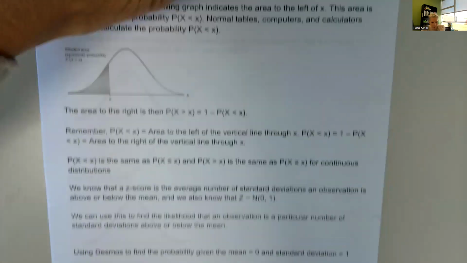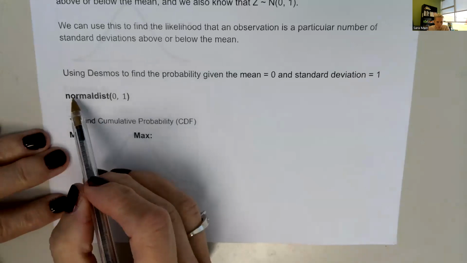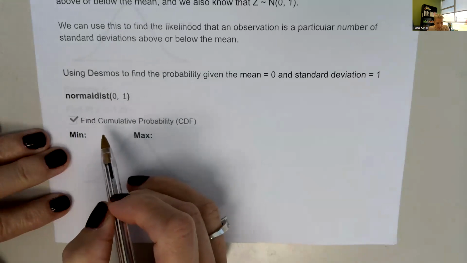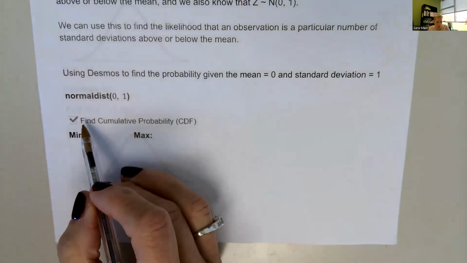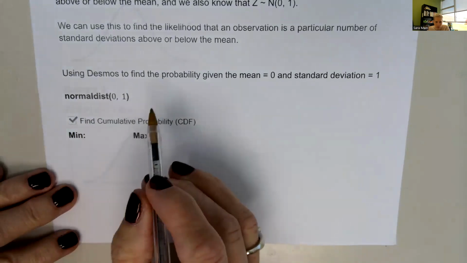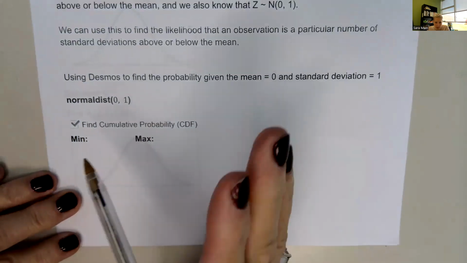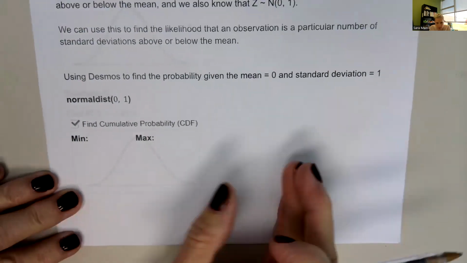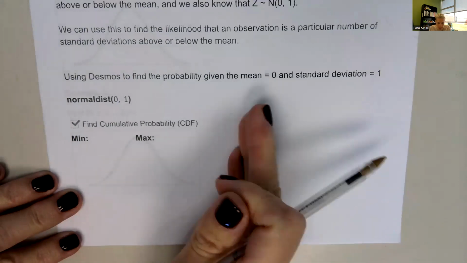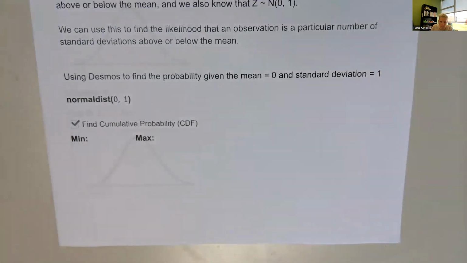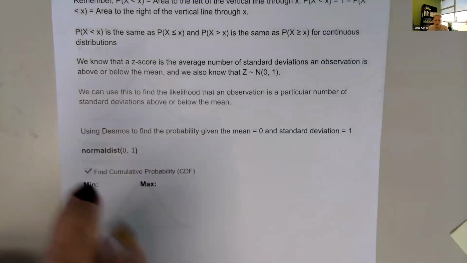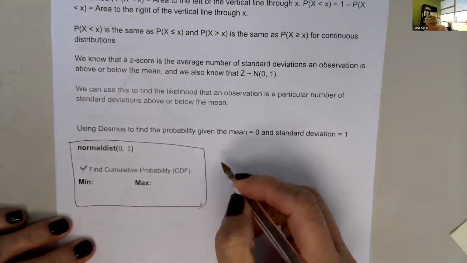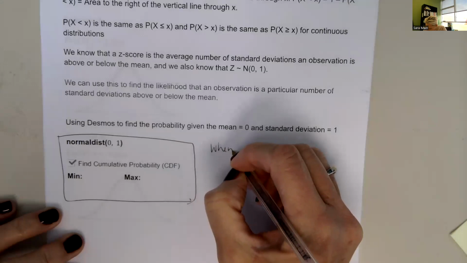And the Desmos command that we're going to be using is normal dist 0, 1 if we're talking about the normal curve. And then remember, we're going to be talking about cumulative. One thing is different with the normal curve because it's continuous. We can never land at an exact X value. We can be less than an X value, greater than an X value, or between 2 X values, but we can never actually land at an exact X value. So just as a reminder, we are going to use the normal distribution when we want to find probability.